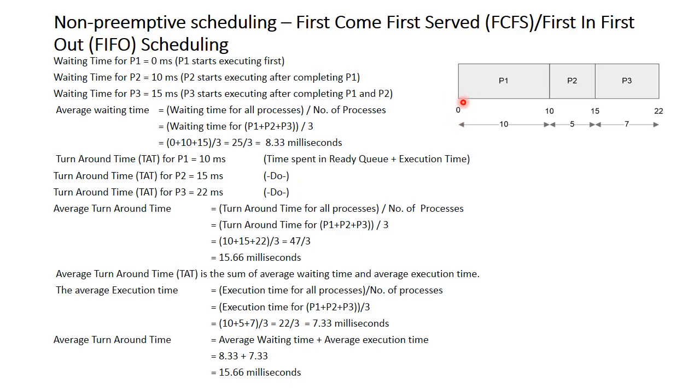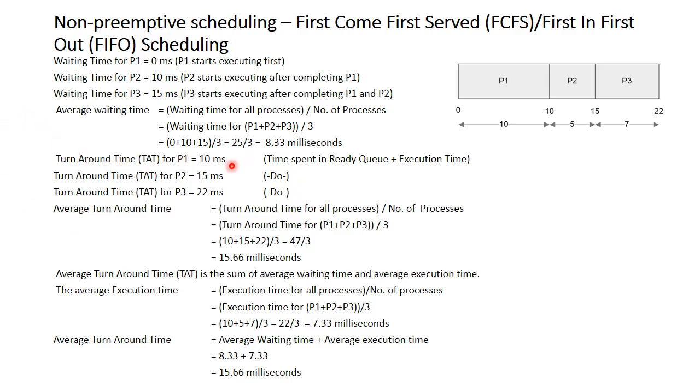So here these are the waiting times: 0 for the first, 10 milliseconds for the second process, 15 milliseconds for the third process. This is the execution time: 10 milliseconds for P1, 5 milliseconds for P2, 7 milliseconds for P3. So the waiting time for P2 will be the execution time of P1. Waiting time of P3 will be the execution time of P1 plus P2.